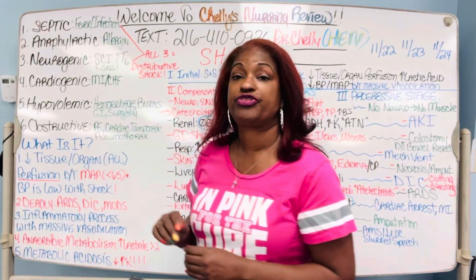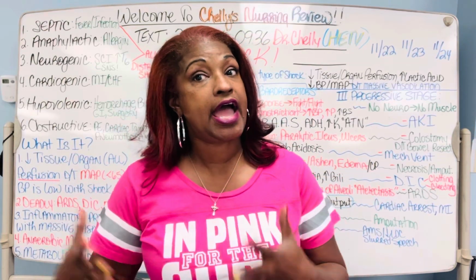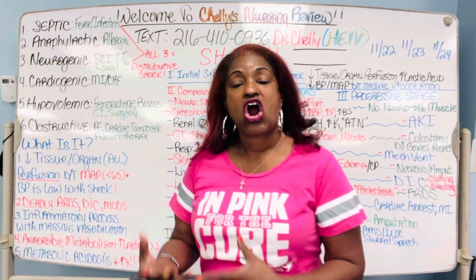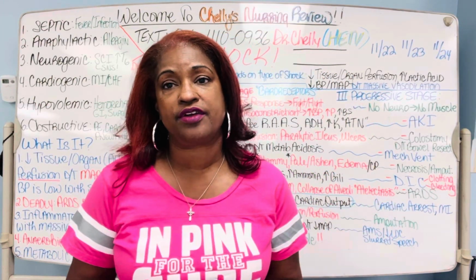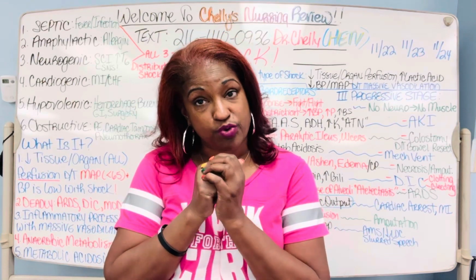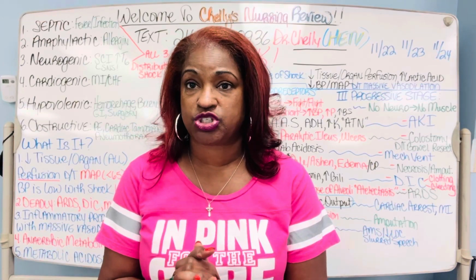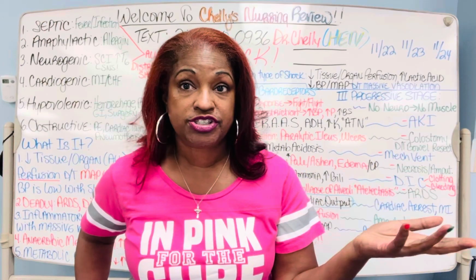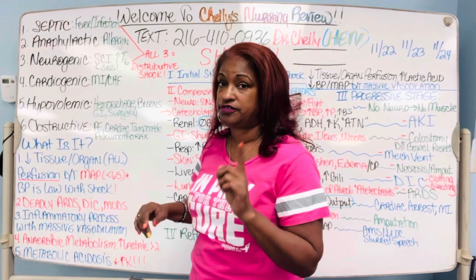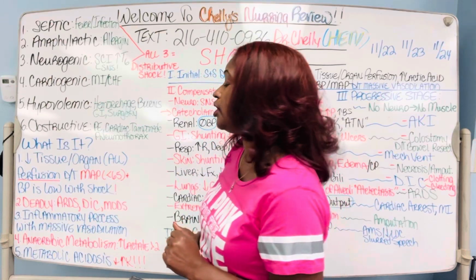Perhaps it's a pneumothorax, a tension pneumothorax, where one lung has collapsed. It could even be a cardiac tamponade where the heart can't even pump because it's being compressed by blood and fluid, especially after cardiac surgery like CABG. Okay. All right. So these are all of your types of shocks. So I think you get it. Now let's go a little deeper.